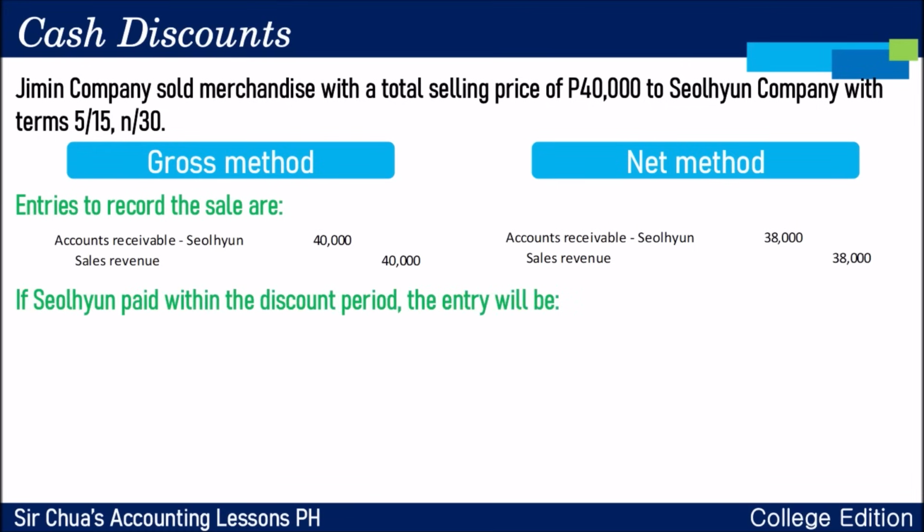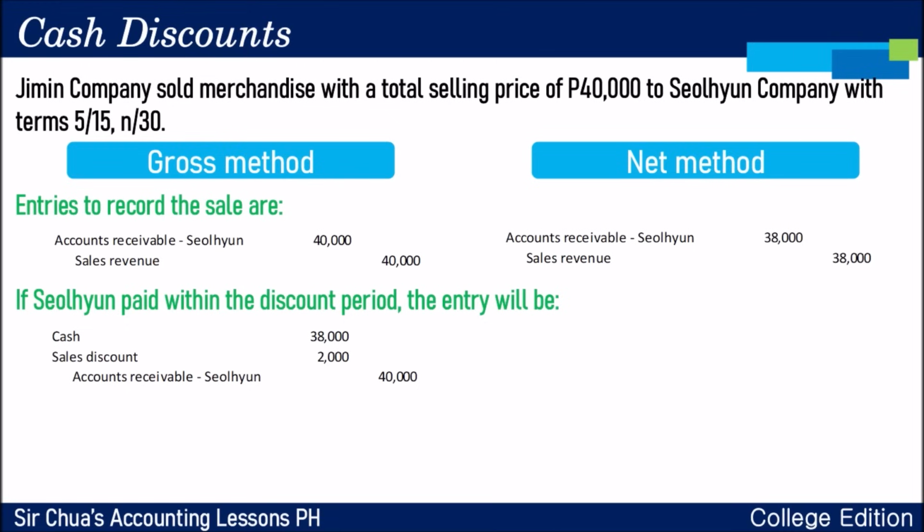Now, if the buyer, Sullivan, paid within the discount period, what would be the entry? So, ito rin po yung kinasanayan nyo sa gross method. We debit cash na wala na po yung discount, syempre, kasi nabawasan na siya ng discount. And then, debit sales discount for 2,000. So, nagkakaroon po tayo ng contra sales account, yung sales discount, 2,000, and credit accounts receivable para mawala na yung receivable amounting to 40,000.